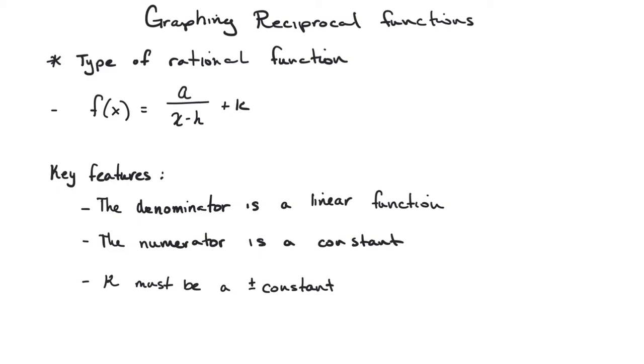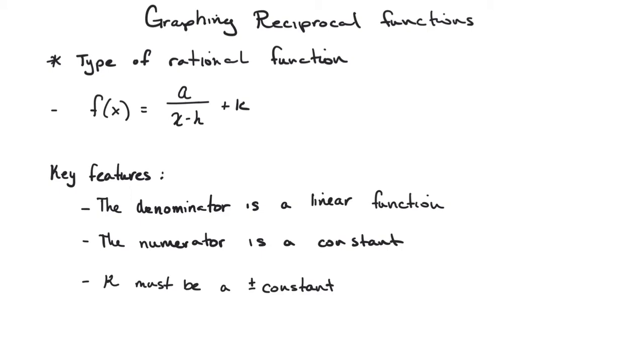All right, so this lesson's on graphing reciprocal functions. The first thing you need to know is that reciprocal functions are a type of rational function, and they're in the form f(x) = a / (x - h) + k. We are going to leave this rational function in this form, and it's really the only one we leave in this form.